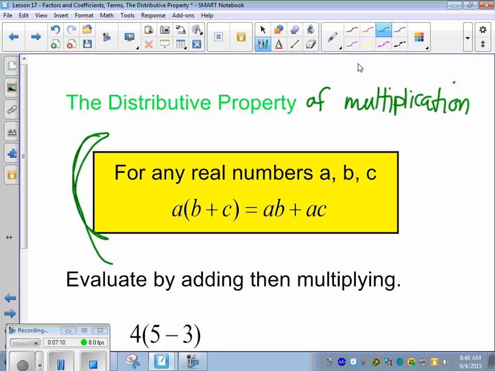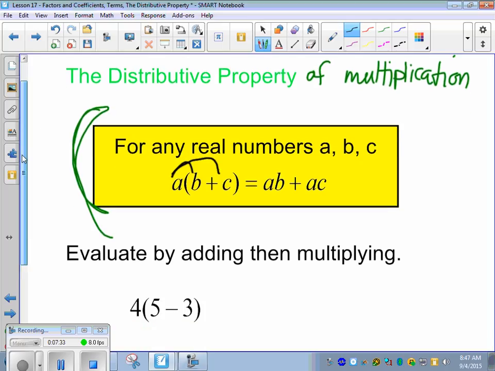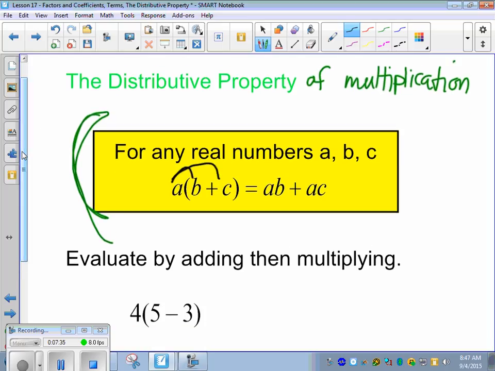It's a pretty simple thing. All that's happening here when we have a times b plus c is we're just distributing out that a to both the b and the c. That's why it's called the distributive property, because we're distributing the a. So then we get ab plus ac. This is going to be something you use for the rest of your life in math, even if that just means to the end of high school. If you want to do math in college, you'll still use it.